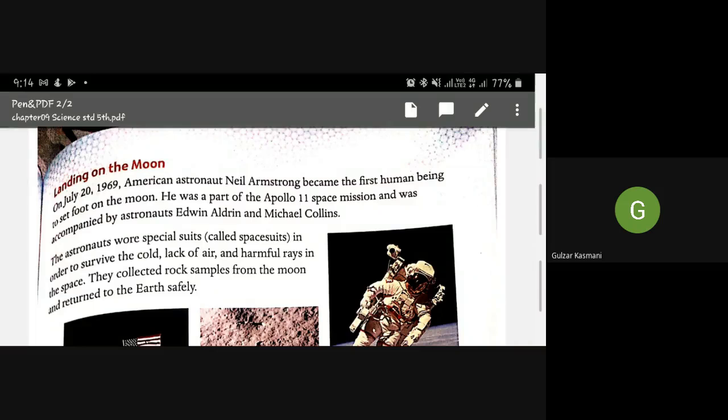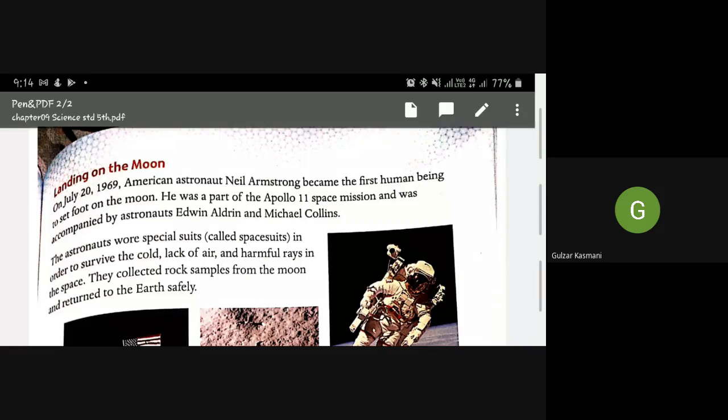The astronauts wore special suits called space suits in order to survive the cold, lack of air and harmful rays in space. They collected rock samples from the moon and returned to the earth safely.